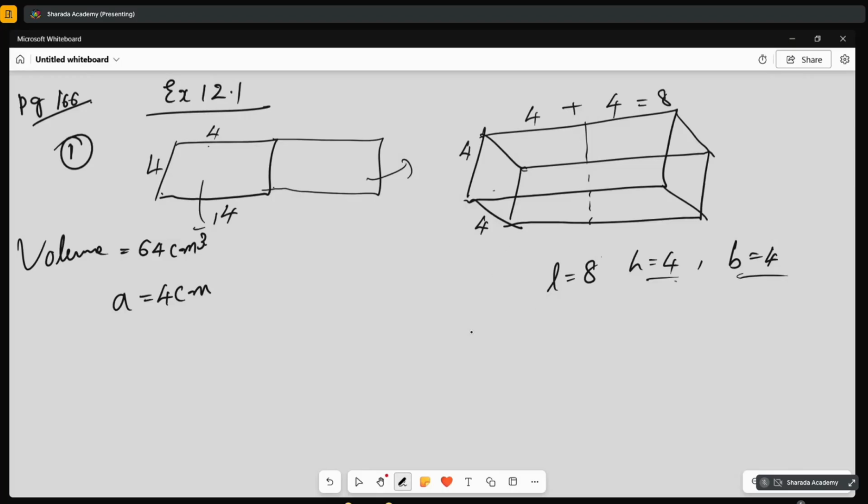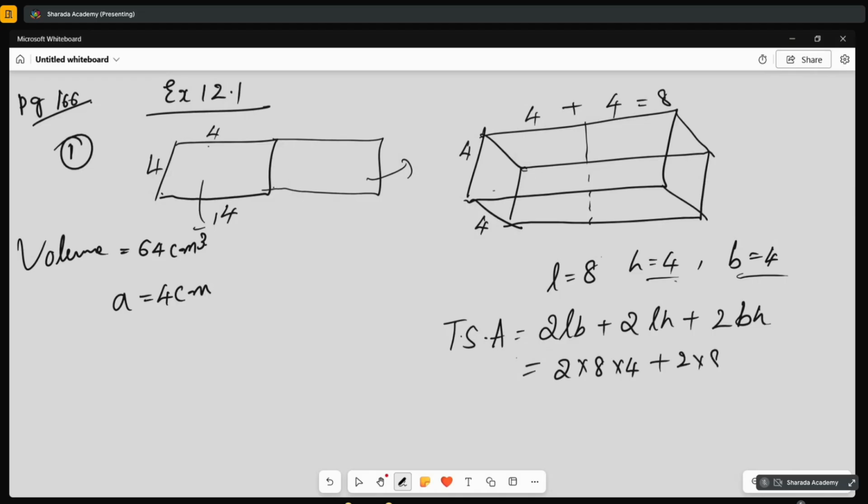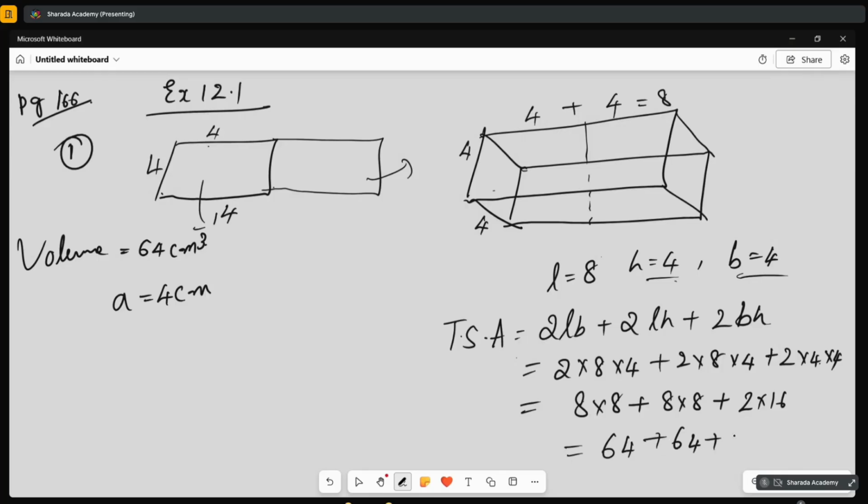So the total surface area is equal to 2 into L into B plus 2 into L into H plus 2 into B into H. So it will be 2 into 8 into 4 plus 2 into 8 into 4 plus 2 into 4 into 4. Now calculate what will be the answer. Calculate and tell me. Understood, no?